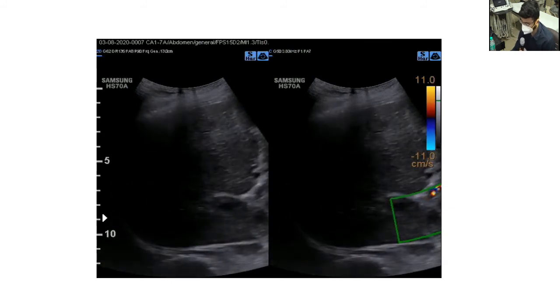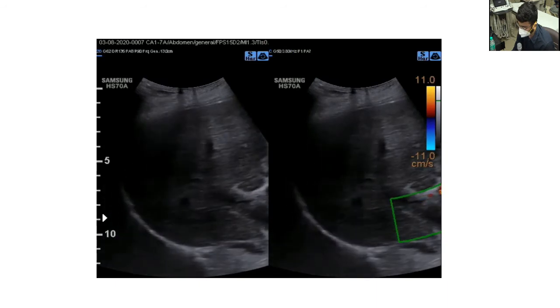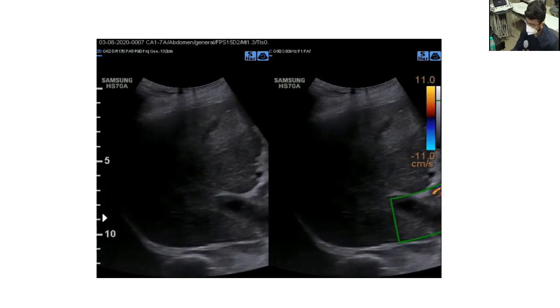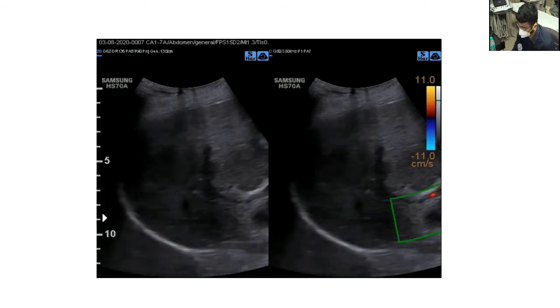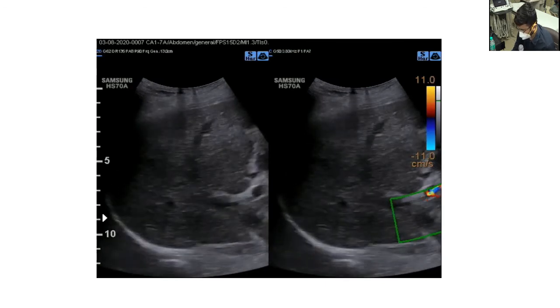Now we can see the cine clip, the dual image. On B mode there is echogenic material noted in the lumen of the portal vein at the porta, and color Doppler examination does not show flow in the portal vein.